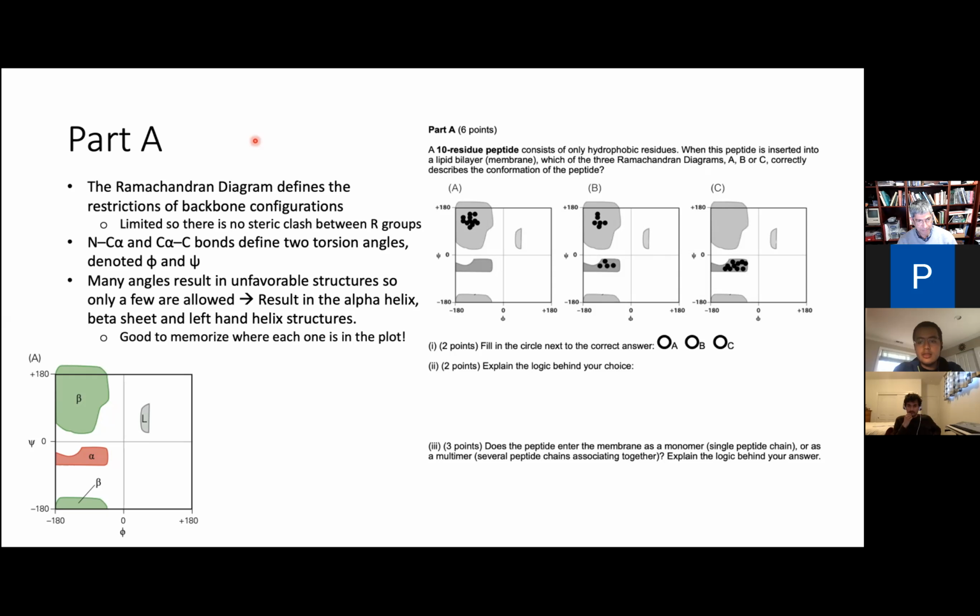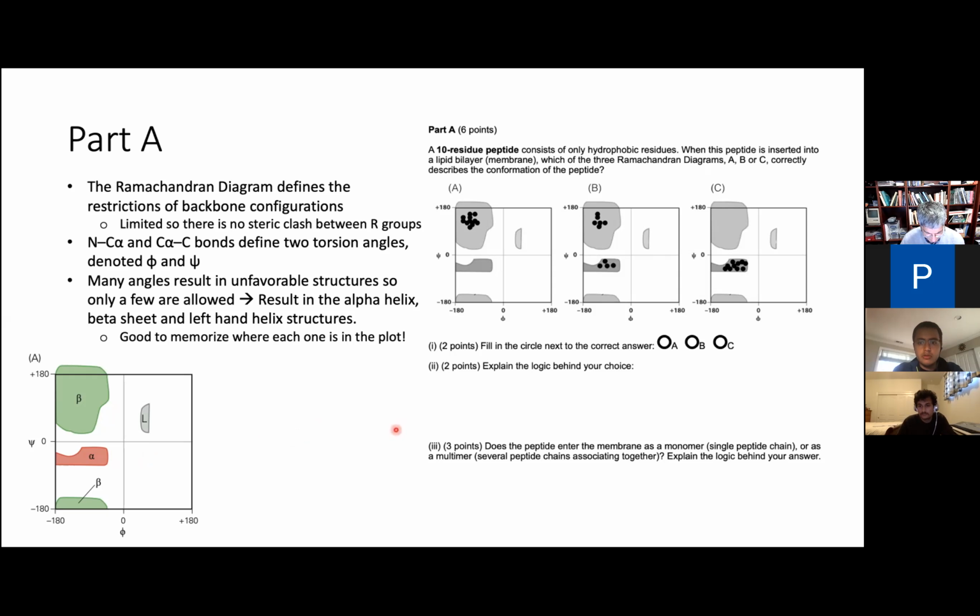Since each of these amino acids has a unique R group, only a set of these psi and phi angles are allowed to avoid a steric clash between these R groups. As you can see from the picture in the bottom left-hand corner of the slide, only a given set of these psi and phi angles are allowed. And with these allowed angles, you get the beta sheets, the alpha helices, and the left-hand helix structures you've all learned so far. So it's a good thing to memorize this plot because you'll know as a general rule where you'll find the beta sheets and the alpha helices.